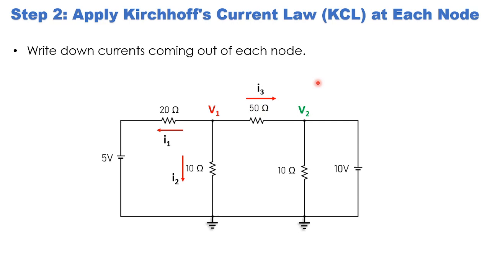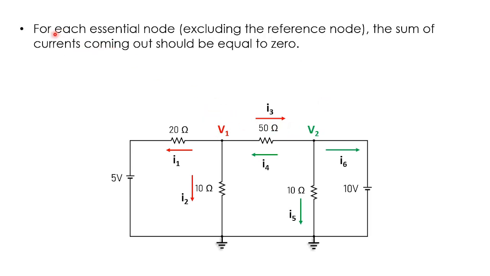That means it will be from V2 to V1 only. Okay. Now similarly, for the V2 node also, you will do the same thing. You will assume three currents which are coming out of the V2 node like this: I4, I5, and I6. So this is the second step here. Now, for each essential node, excluding the reference node, you will only include the essential nodes. The sum of currents coming out should be equal to zero. That means for the V1 node, I1 plus I2 plus I3 should be equal to zero. And for V2, I4 plus I5 plus I6 equals zero.